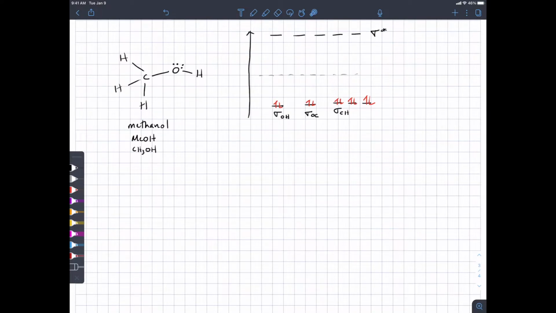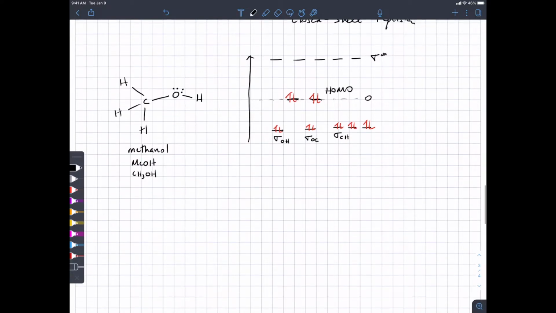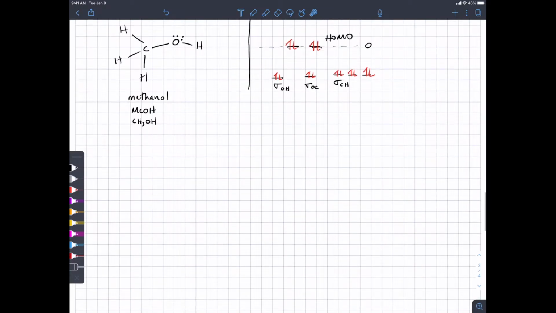But the one thing I haven't accounted for is these 2 lone pairs on oxygen, and those show up where? At my 0 position, my break-even point, right? So I've got 2 lone pairs. So what is the highest occupied molecular orbital for methanol? It's the lone pair electrons, right? That's the highest occupied molecular orbital. Okay. Which is the lowest unoccupied? Well, it would be one of the sigma stars, and it's not immediately clear to you what that would be, and we're not going to worry about that for right now.